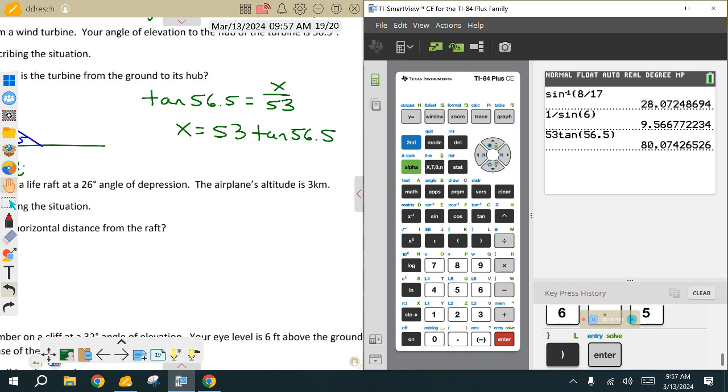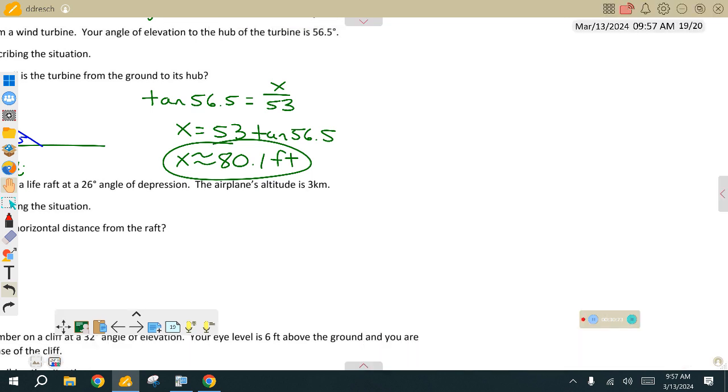On the quiz and test, I will be very specific. 80.1 or 80 feet, I don't care. I'm just going to go with 80.1 feet because that's what we've been doing for our side lengths. Okay. All right, let's go to the next one.